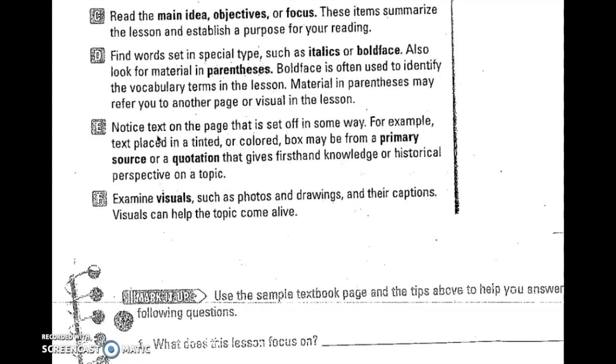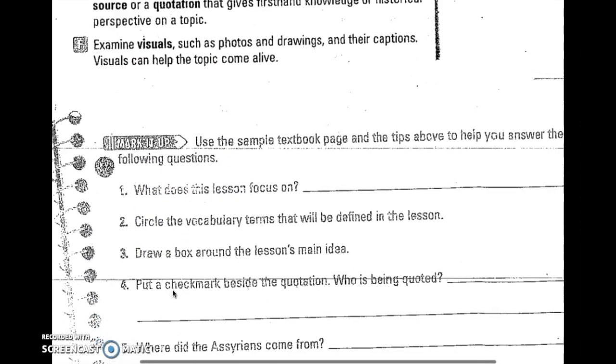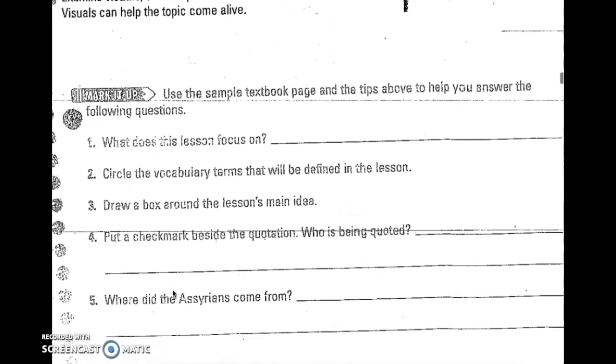Notice text on the page that is set off in some way. For example, text placed in a tinted or colored box may be from a primary source or a quotation that gives first-hand knowledge or historical perspective on a topic. Examine visuals, such as photos and drawings and their captions. Visuals can help the topic come alive. The questions you will look to answer as we read the article.